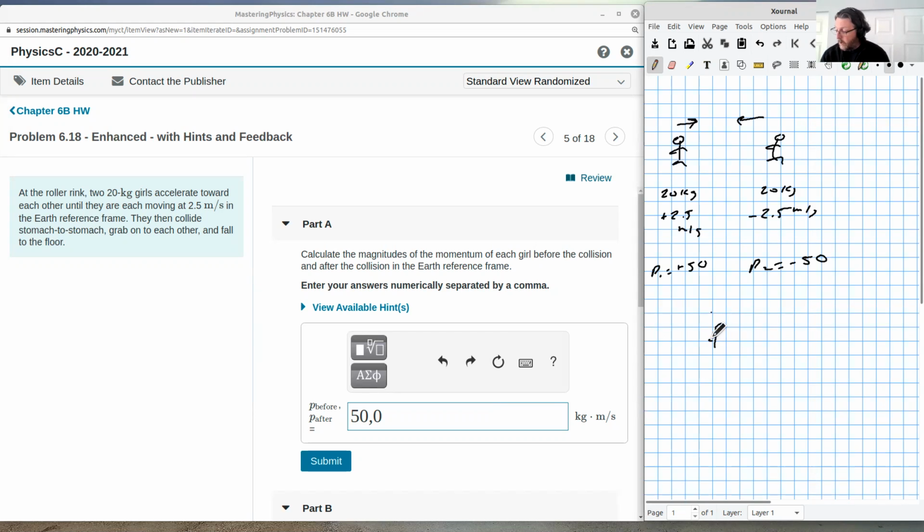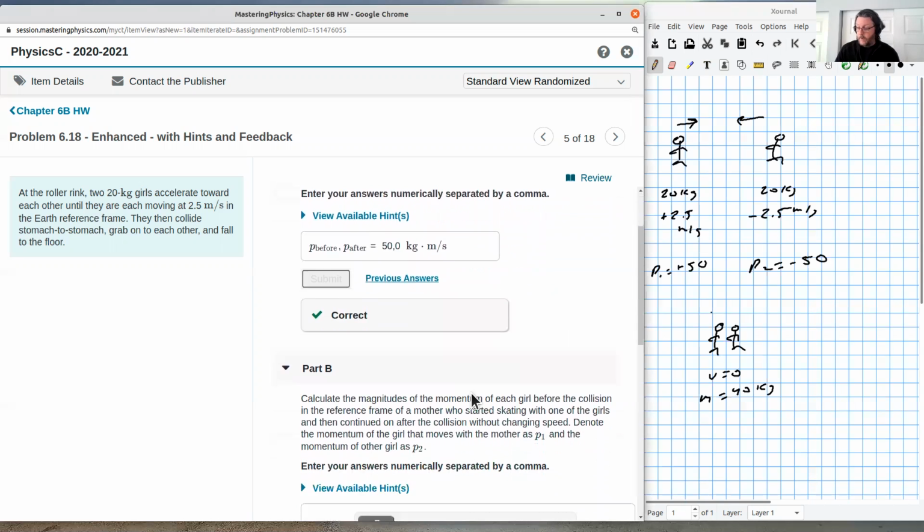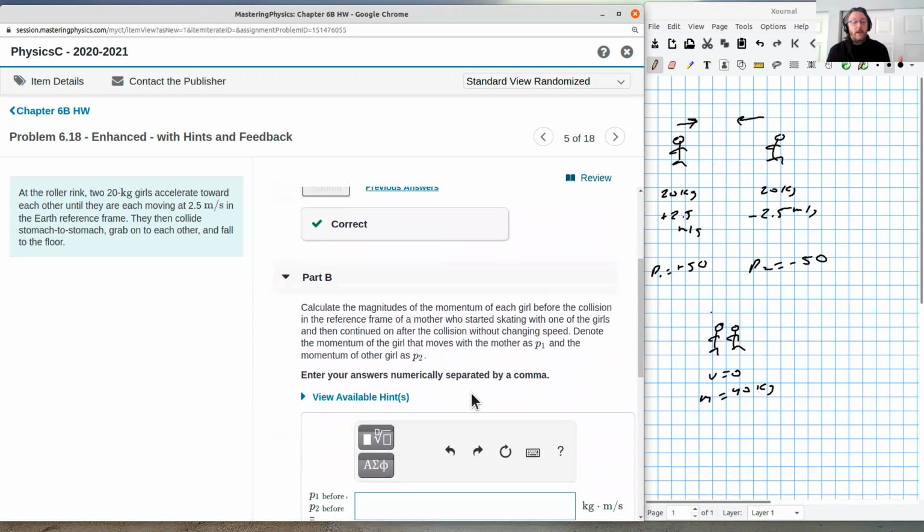So let me just draw that after real quick. Stopped, V equals 0, M equals 40 kilograms. Okay, I'll submit that, and you'll see that that's correct. Okay, now we're going to switch to a different reference frame. So we have the reference frame of a mother who started skating with one of the girls and then continued on after the collision without changing speed.